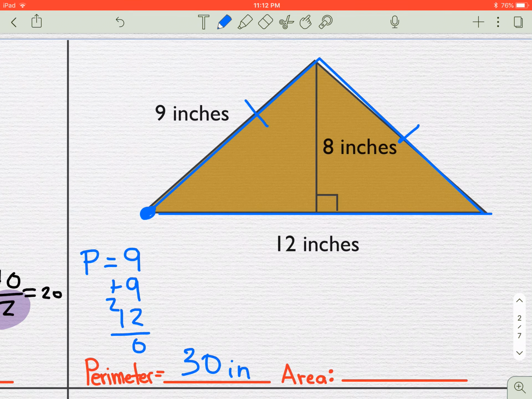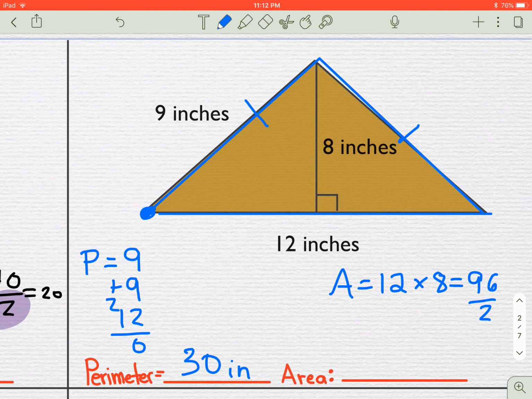No squared because it's not area. So it has a perimeter of 30 inches. To find the area, I take the base, the side that it's sitting on, which is 12, and I multiply that by the height. The height is the straight up and down number, which is 8. 12 times 8 is 96. But because it's a triangle, it's only half of a rectangle. I would have to divide it by 2.